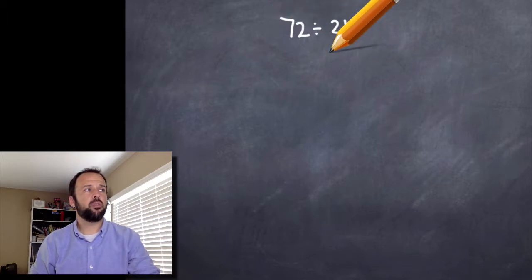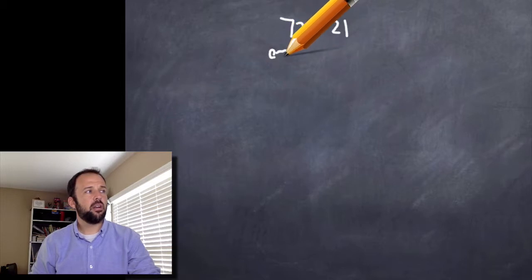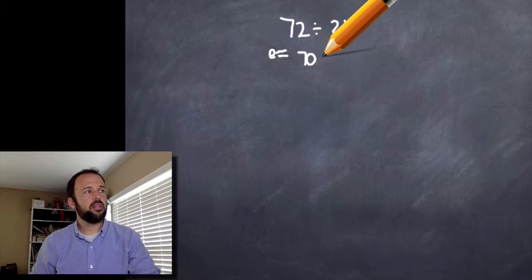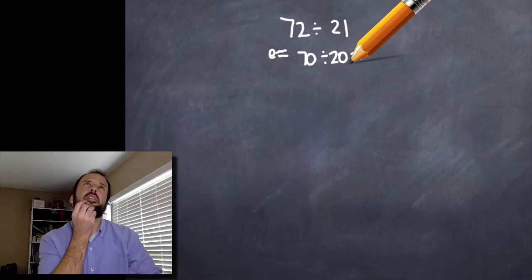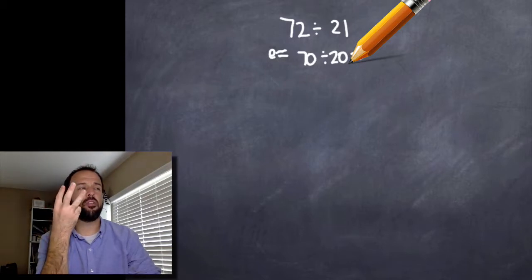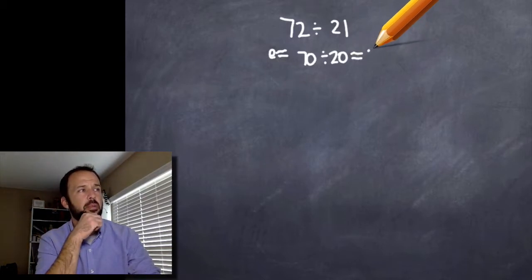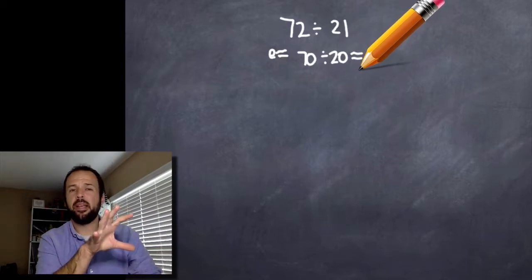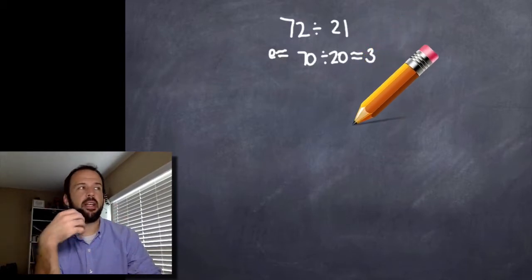So I'm going to round these numbers, make them nice, easy numbers to work with. For my estimation here, we're going to keep this as 70 divided by 20. If I think about that, how many times can I count by 20 and how close can I get to 70? 20, 40, 60, 80, that's going to be too much. So I'm going to go with 3 times. That's my estimation, and I can use that in my next step.